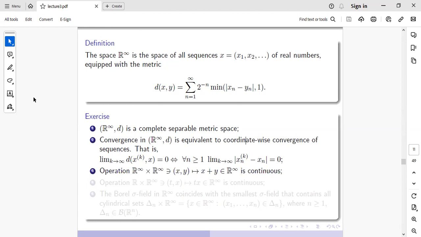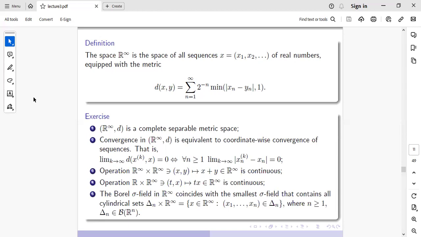Also, if we add two sequences, it will be a continuous operation. If we multiply a sequence by a number, it will also be a continuous operation. And also, the Borel sigma field in this space is actually the cylindrical sigma field. In other words, the Borel sigma field is the smallest sigma field under which all coordinate functions are measurable.